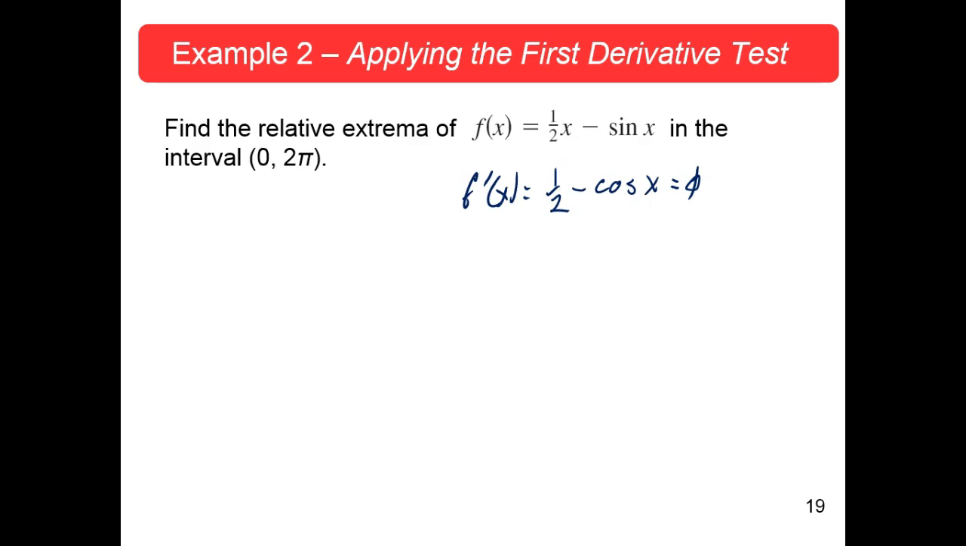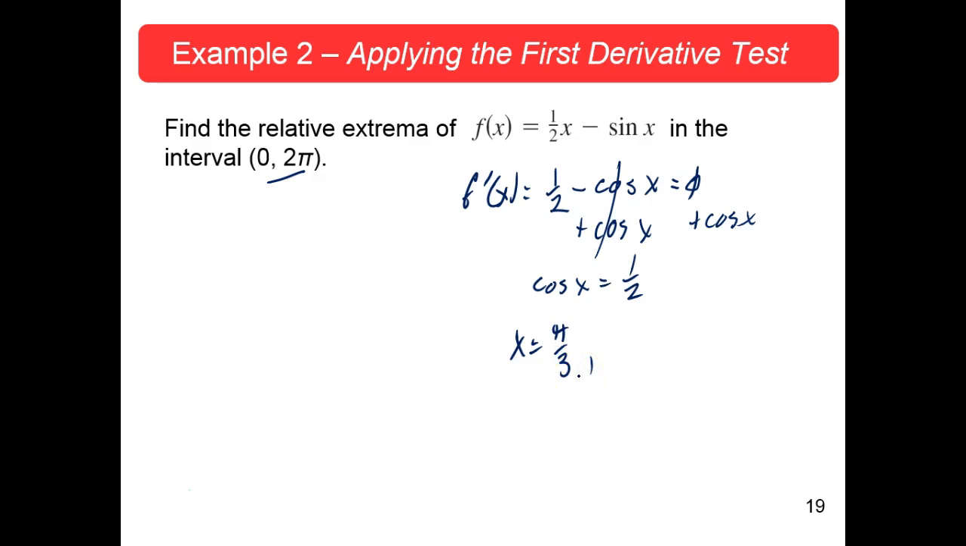Add cosine x to both sides. I think that's a great idea. So this will result in, I'm going to switch sides now, cosine x is equal to 1/2. Now where between 0 and 2 pi is cosine equal to 1/2? Pi thirds will certainly be one place, x equals pi thirds.